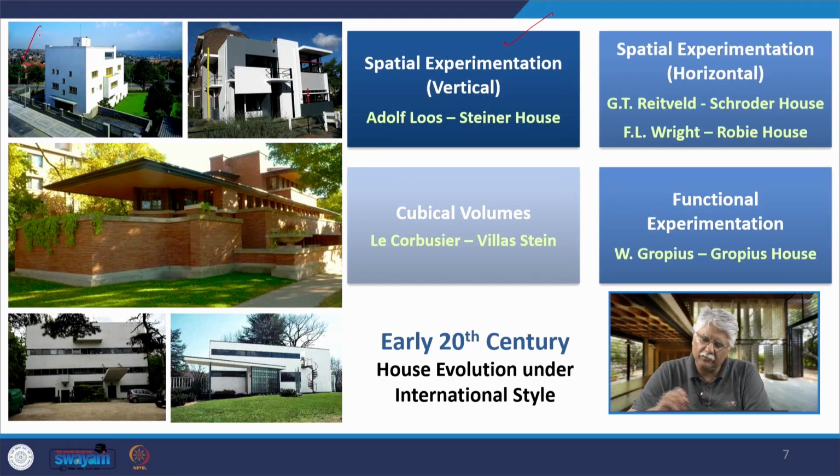We will look at this house. Spatial experimentation in the horizontal direction, we will look at in this series, the Schroder House. We have already earlier seen it in F.L. Wright's houses like the Robie House. Then cubical volumes in Le Corbusier's houses like the Villa Stein, and functional experimentation in Walter Gropius's own house, the Gropius House. This is Villa Stein, Gropius House, Robie House, Schroder House, Villa Muller.